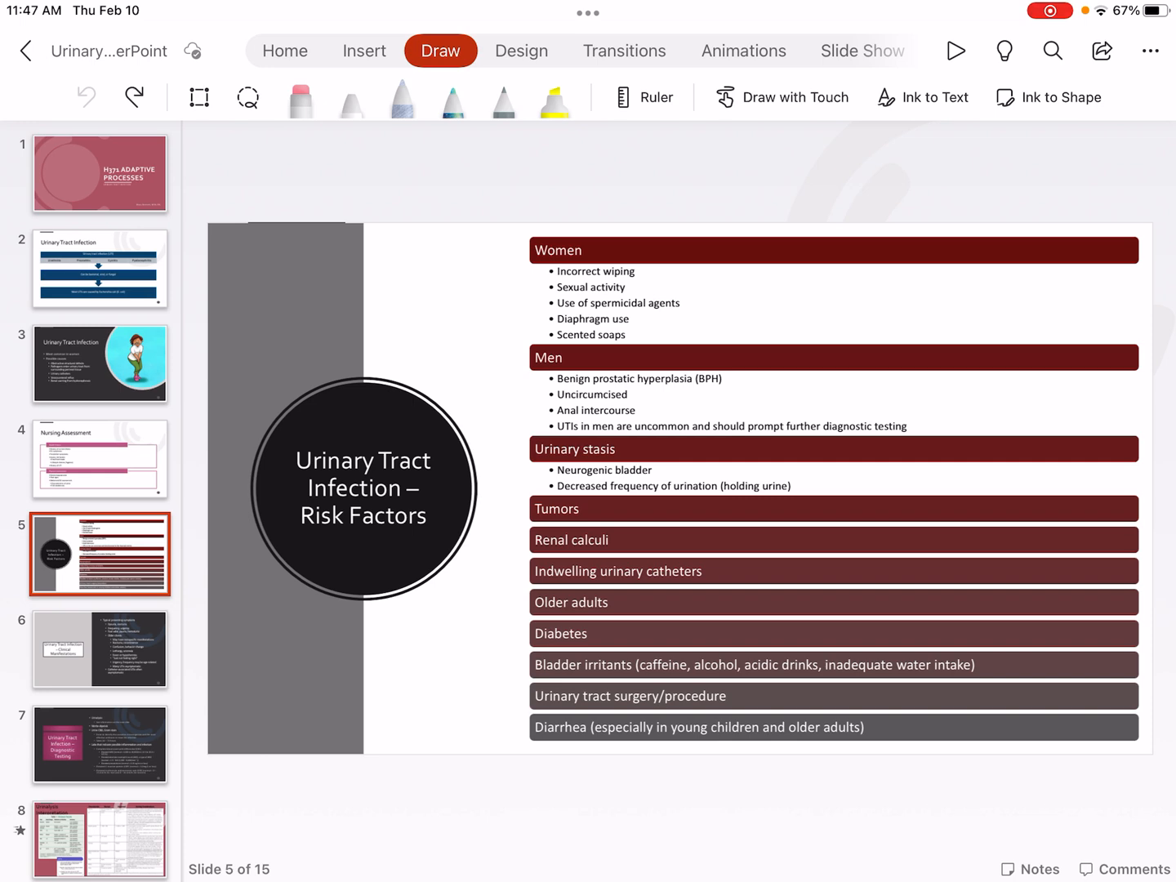Older adults are at an increased risk. They have a decreased immune system. They also are more likely to have incontinence of urine and stool, and that increases the risk of UTI. Diabetes. Patients with diabetes are at an increased risk for really any type of infection.